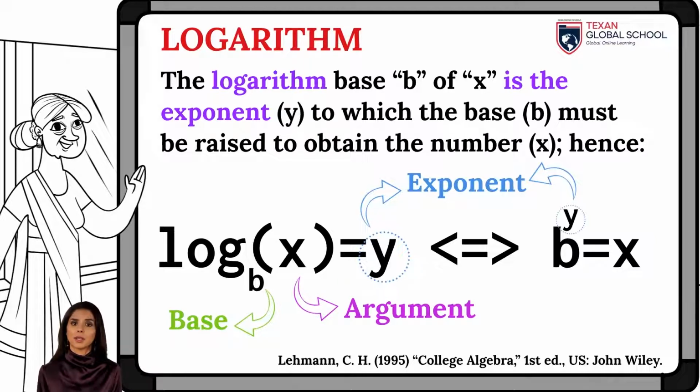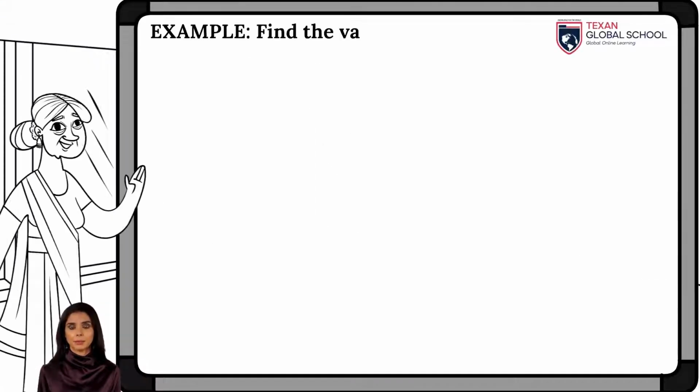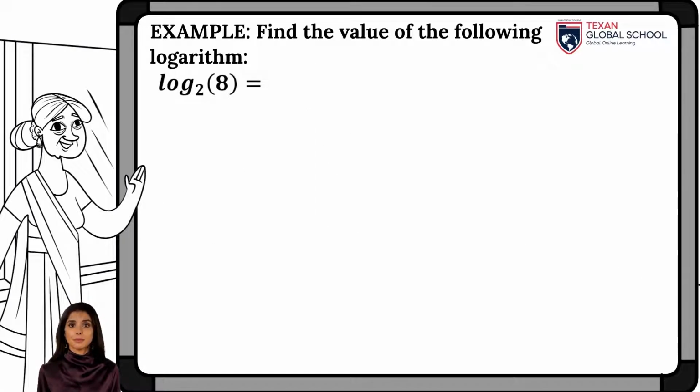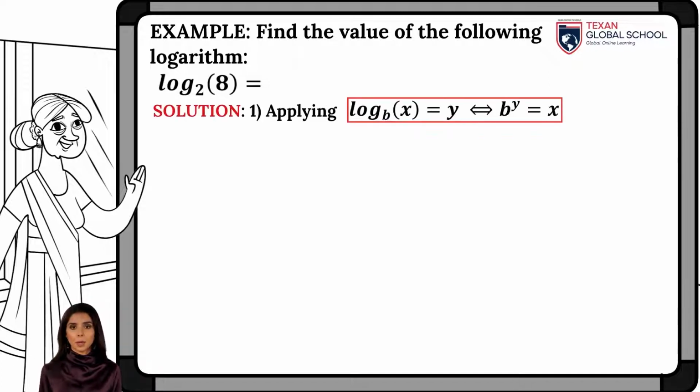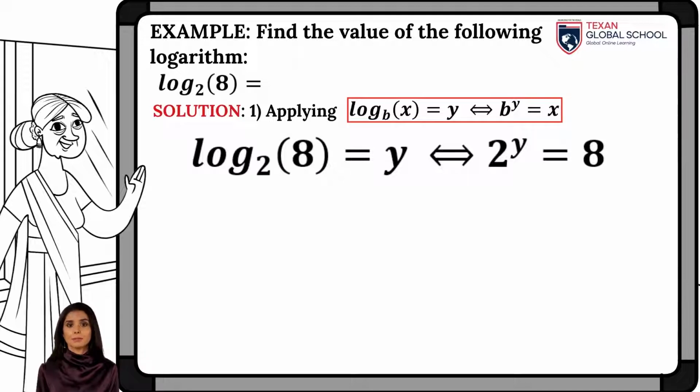To maintain a functional relationship, the x and y were exchanged. In this way, we represent x as the independent variable and y as the dependent variable. Let's see an example. Let us find the value of the logarithm base 2 of 8. To find the value, we will apply the definition of logarithm, obtaining in this way that the logarithm base 2 of 8 is equal to y if and only if the base 2 to the power of y is equal to 8.